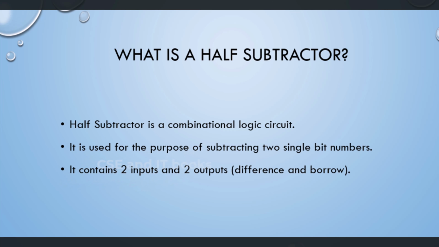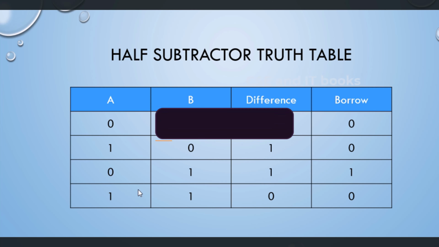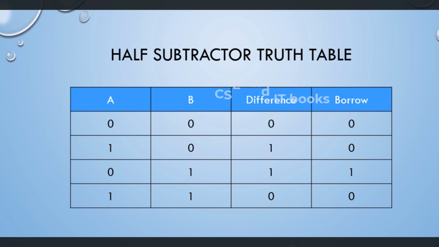Now let's understand the truth table for half subtractor. As there are only two single bit inputs for the half subtractor, there are only four possible combinations, which are 0 0, 1 0, 0 1 and 1 1. So now let's understand the output for difference and borrow.